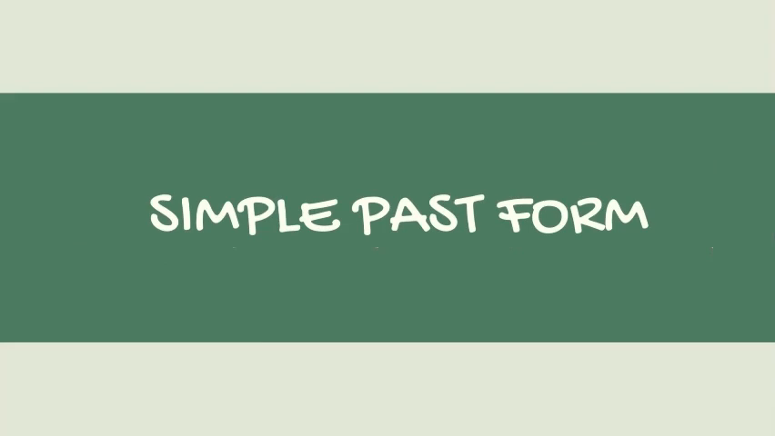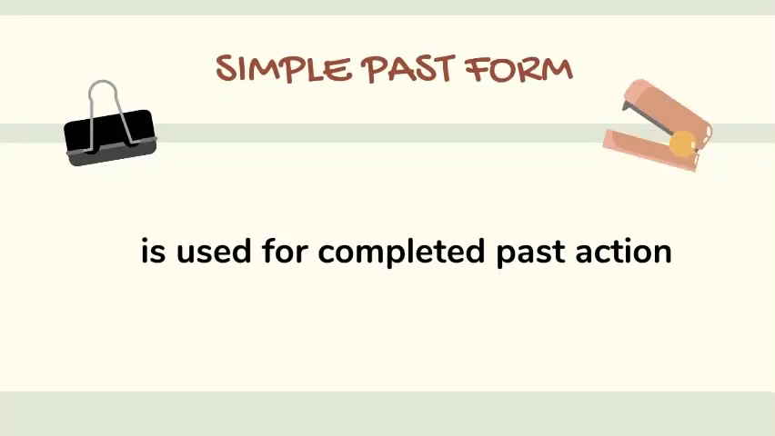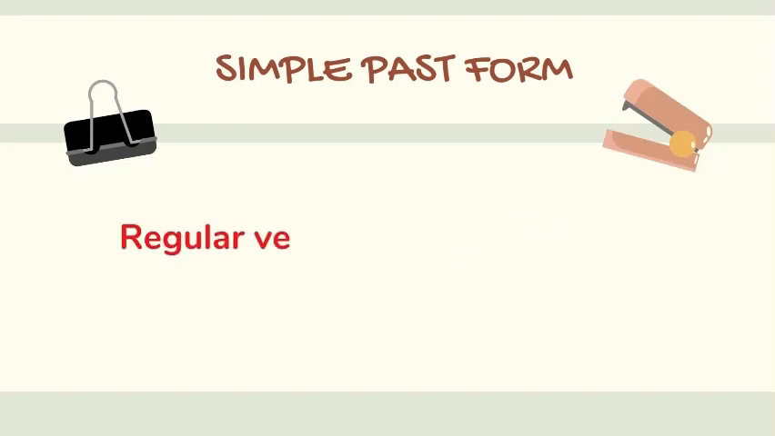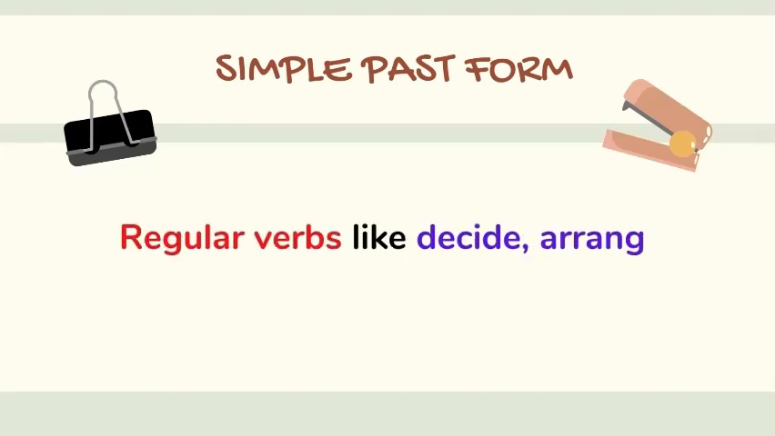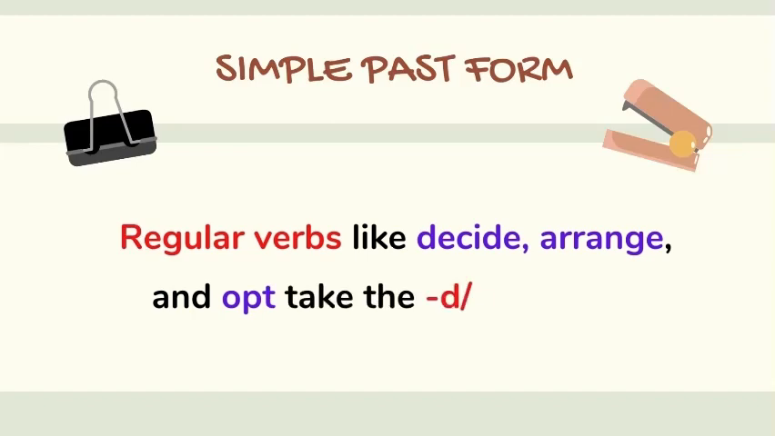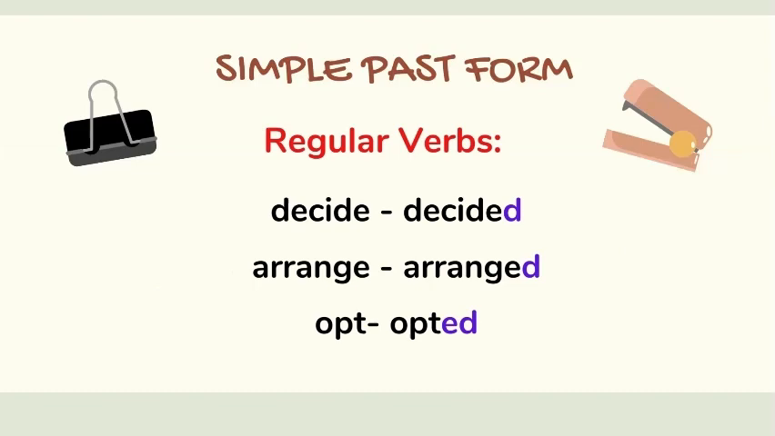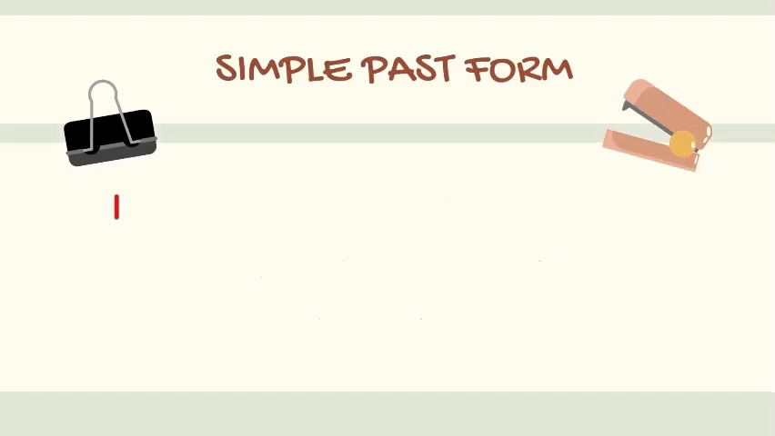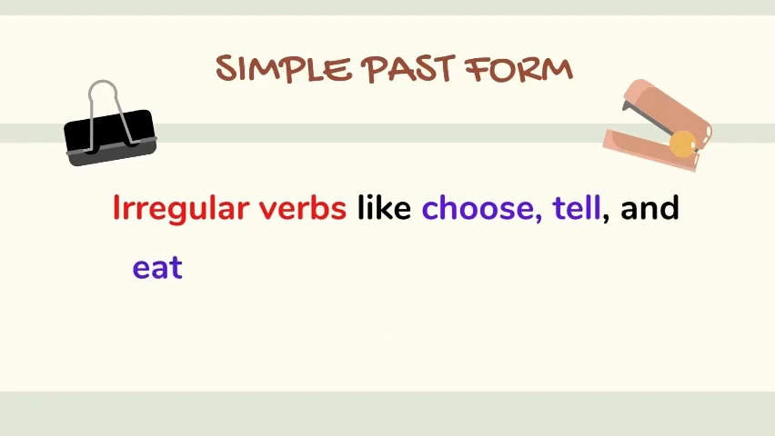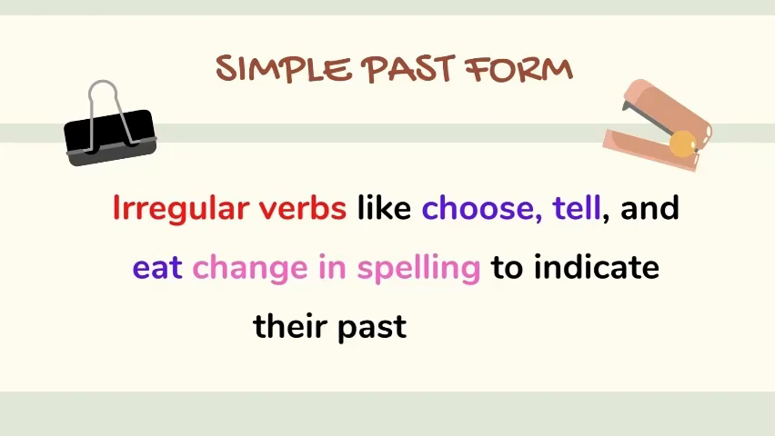Let's start with the simple past form. The simple past form is used for completed past action. For regular verbs like decide, arrange, and opt, take the D or ED form. So they become decided, arranged, and opted. For irregular verbs like choose, tell, and eat, change in spelling to indicate their past form.